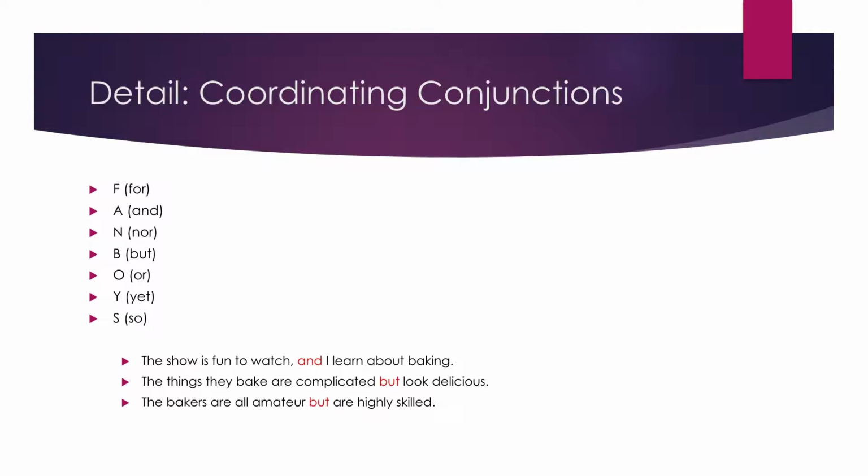The things they bake are complicated but look delicious. But is the coordinating conjunction. I have an independent clause on one side: the things they bake are complicated, but I have a dependent clause on the other side: look delicious. That's not a standalone phrase. Similarly, the bakers are all amateur but are highly skilled. The bakers are all amateur is independent; are highly skilled is not.